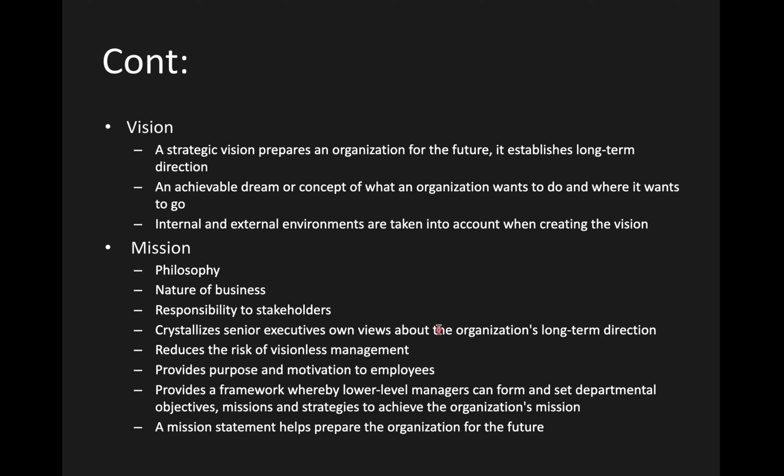Right, so now we're looking at vision and mission. Vision is a strategic vision that prepares the organization for the future. It establishes a long-term direction. Where mission is like the nature of your business, your responsibility to stakeholders. You provide objectives, a framework on how your business works, okay, and developmental objectives.